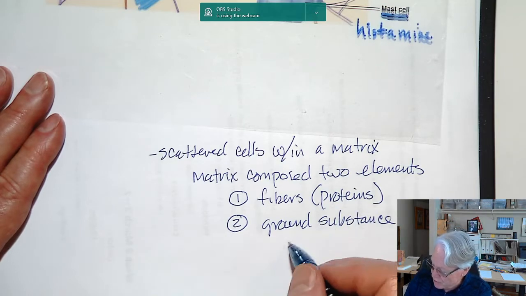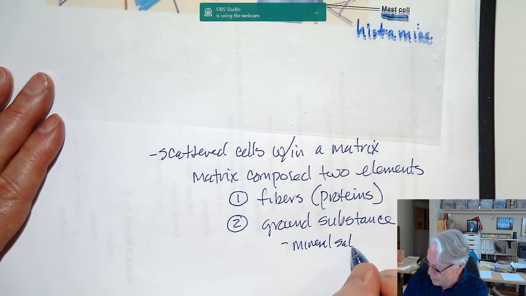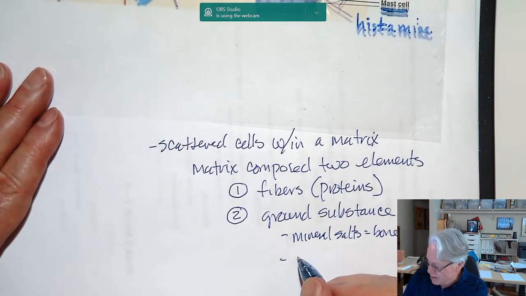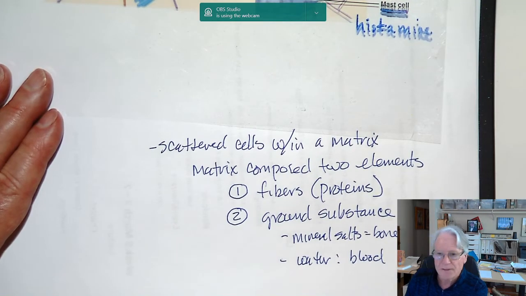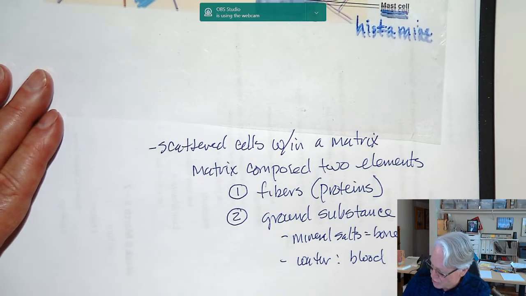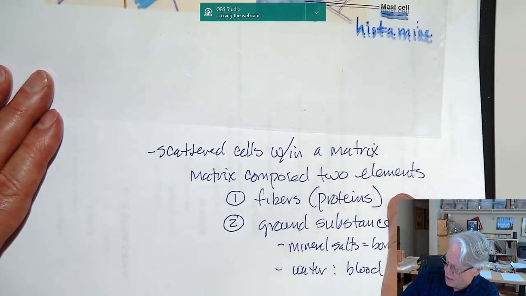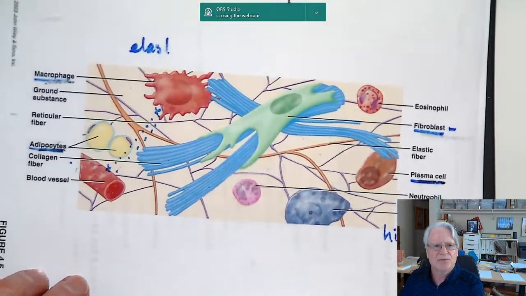For example, just some extremes, we can have mineral salts. And that would be bone. Or we could have a liquid such as water. That would be blood. Okay? So as you change the type of ground substance and you change the number, type, and arrangement of the fibers, you're producing different types of connective tissue. So let's get back to the image that we're looking at and look at that with that additional information.